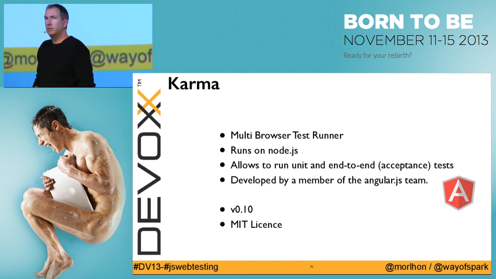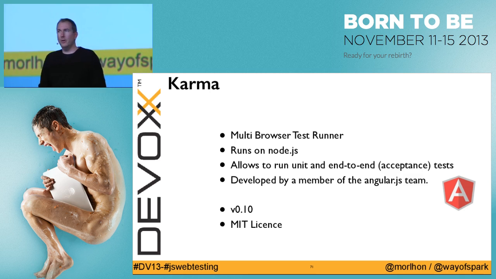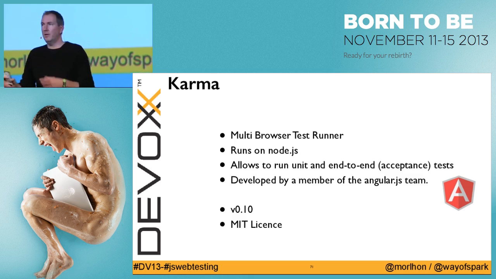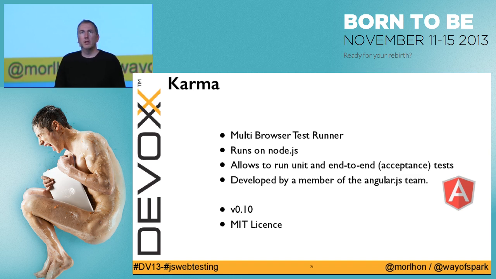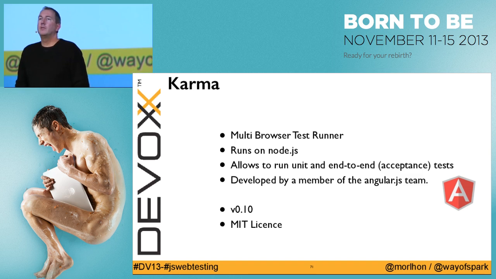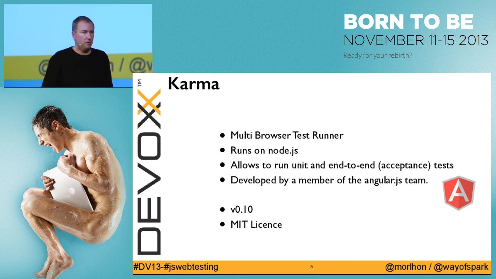It's a test runner. It allows you to run tests. That's almost all. It runs on Node, so you can just npm install it. It allows you to run unit testing and end-to-end testing in some kind. And it does this with many browsers at the same time. So you can write some unit tests and run them at the same time in Chrome, Safari, Firefox, and whatever, Opera, etc.